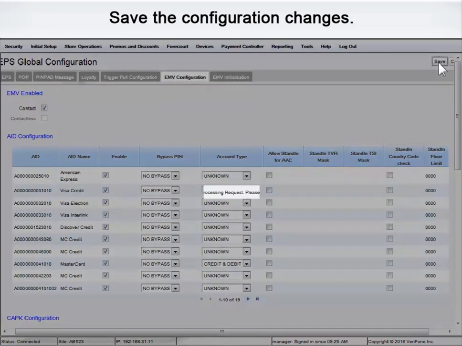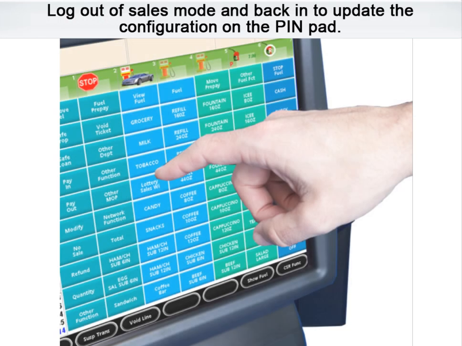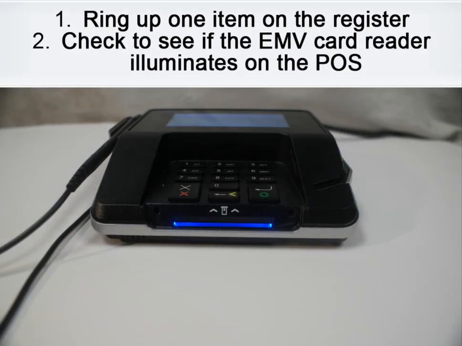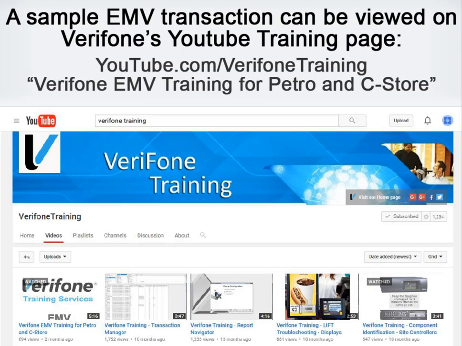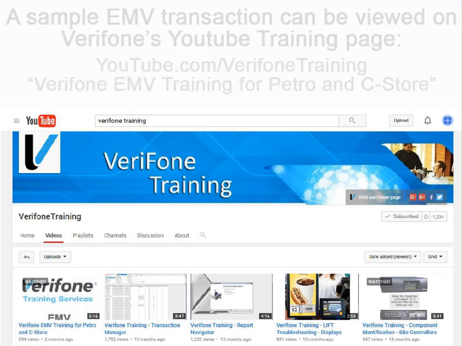Save the configuration changes. In order to update the Verifone POS workstation, you will need to log into sales mode. If you are signed in, you will be required to log out and log back in. Ring up at least one item and verify that the EMV slot is illuminated on the PIN pad. To see a sample transaction, please refer to our Verifone EMV training for Petro and C-Store video.